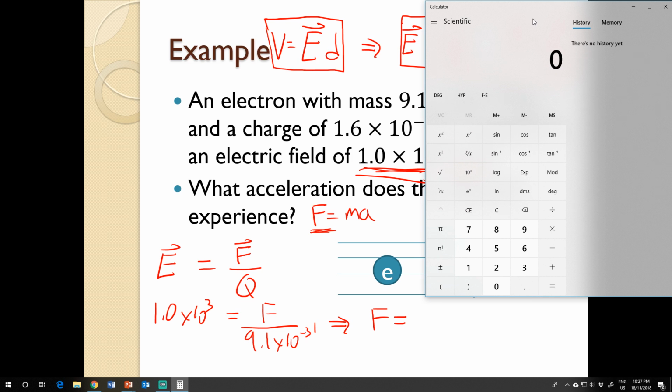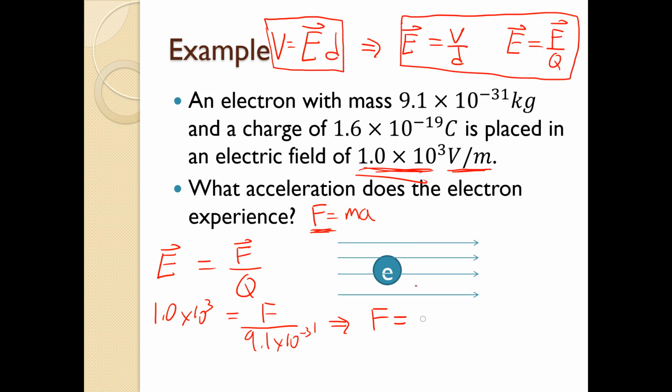Do I even need to use a calculator? No, I don't need to use a calculator. I take this, multiply it here, 9.1 times 10 to the negative 31. This would be 9.1 times 10 to the negative 28. Yes, newtons. There we go. Alright, so that's how much force my electron feels.